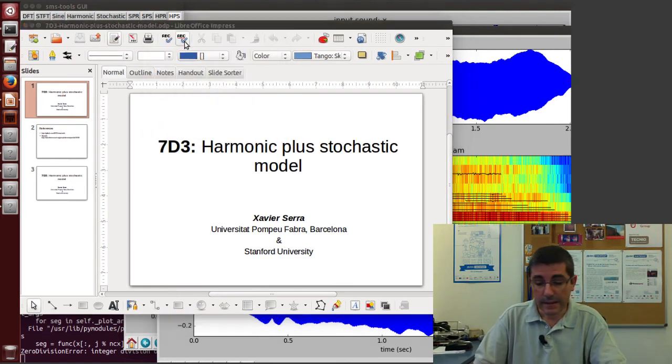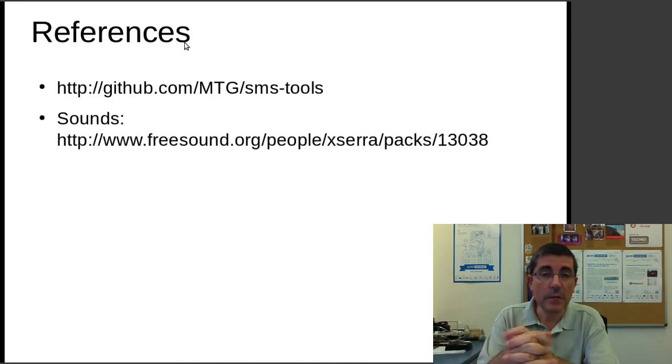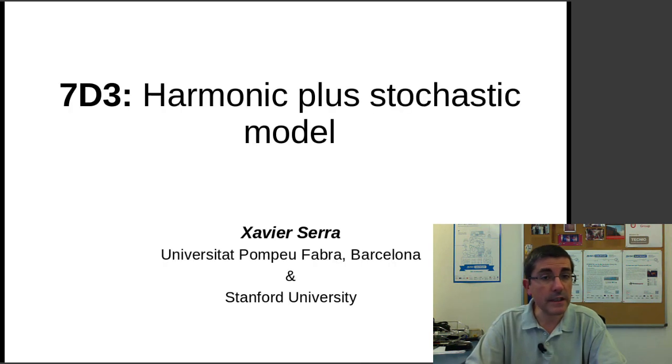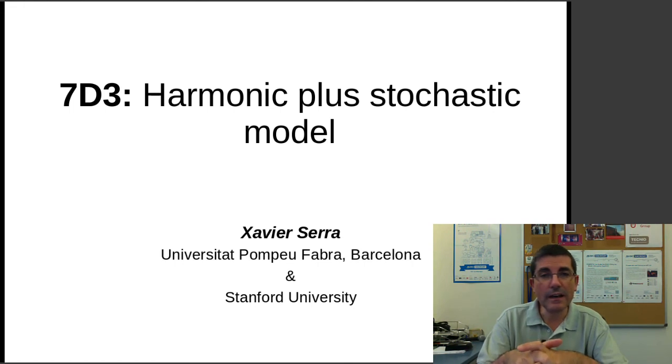Let's go back. So we have talked about the harmonic plus stochastic model, and we have used the SMS tools, the interface that has allowed us to play around with this model, and of course this flute sound is from Freesound. So hopefully that has given you a view of the potential of the harmonic plus stochastic model. It's a little bit different from the harmonic plus residual, but the main difference is that with the stochastic representation of the residual, we will be able to do quite a bit more. Next week, in fact, we're going to be doing transformations to these sounds, and the stochastic representation will allow us to do that, whereas the residual would not give us that flexibility.